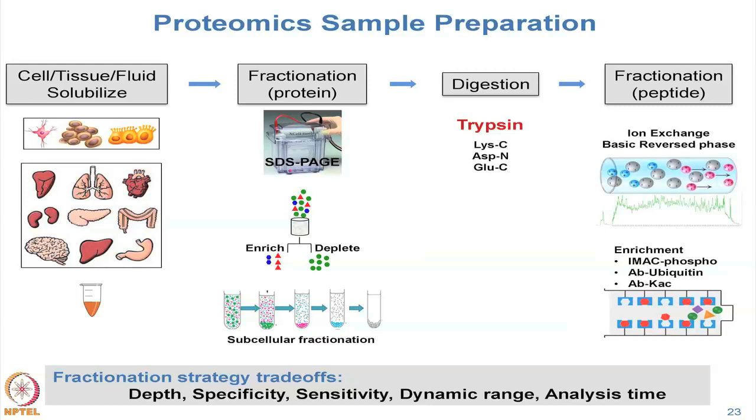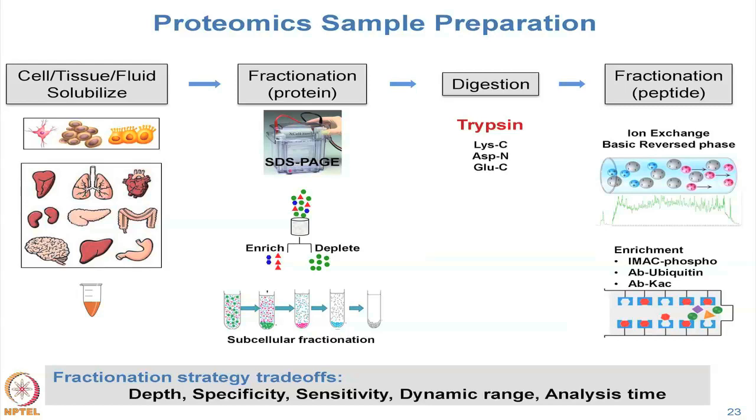You have the choice of maybe you want to do some fractionation at the protein level. You might want to do some enrichment or depletion at the protein level. If you're working on cells and you care about mitochondria, you might do a preparation that gives you an enrichment of that subcellular fraction that you're interested in.